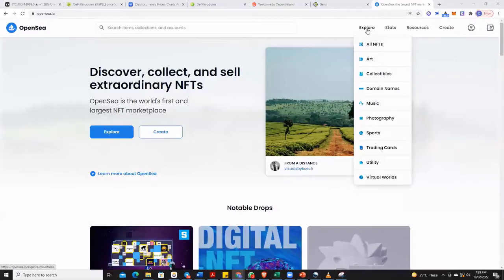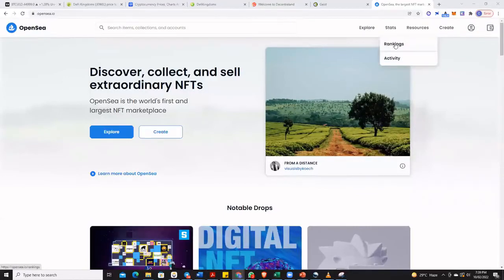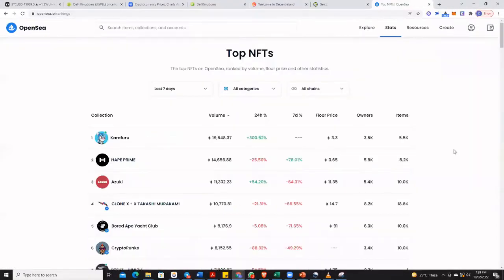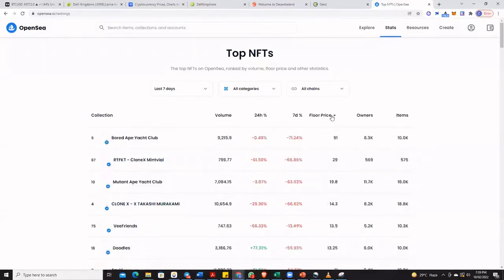Okay, so if you come to stats and rankings on this site, you will see a list of different NFTs. Generally, what I like to do is to sort by floor price. So let me do that and sort by floor price in descending order. Now, what does floor price mean? Floor price is the cheapest price that you can get for a particular type of NFT. So yes, there's nothing wrong with your eyesight.